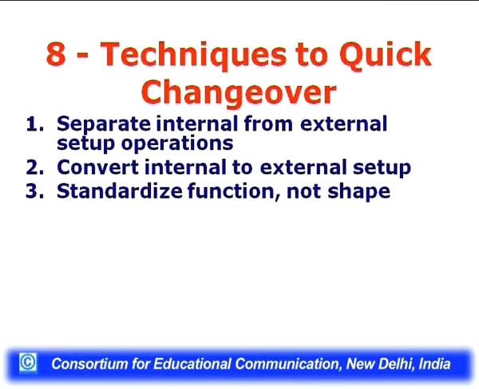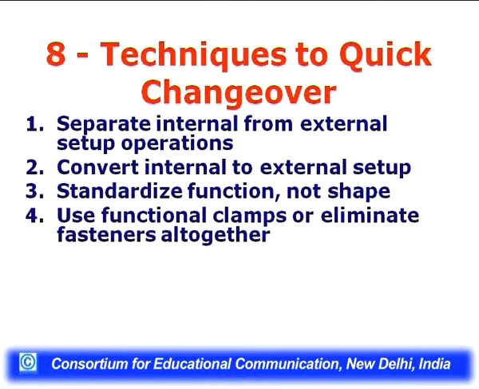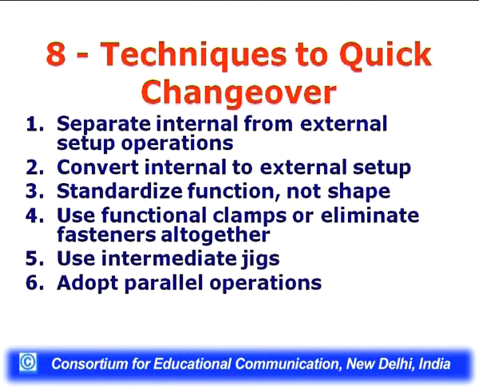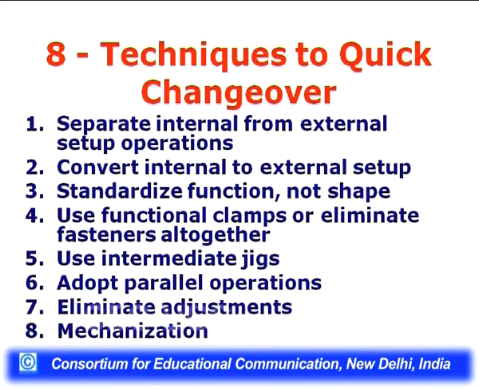Standardize function, not shape, and use functional clamps or eliminate fasteners altogether. So, use only clamps instead of fasteners for quick operations. Use intermediate jigs also, and adopt parallel operation, do things in parallel so that your time is reduced, not in sequence. And eliminate adjustments, no adjustments should be required during the setup time, and mechanization should be preferred over manual work. This will reduce the time. These are the 8 techniques for quick changeover.